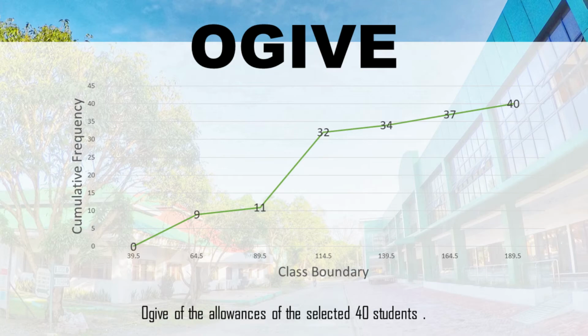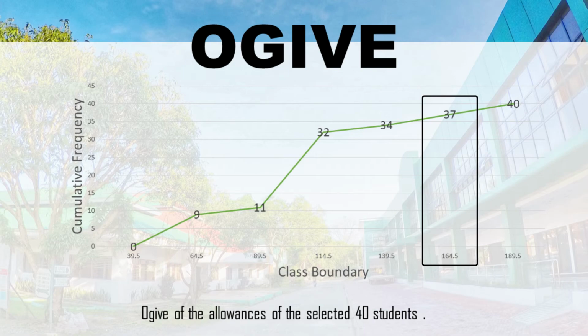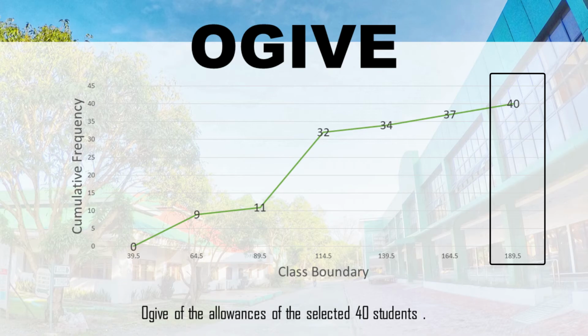In ogive, we use class boundary on x-axis and cumulative frequency on y-axis. Correspondingly, class boundaries are the following: 39.5 with 0 cumulative frequency, 64.5 with 9, 89.5 with 11, 114.5 with 32, 139.5 with 34, 164.5 with 37, and 189.5 with 40.